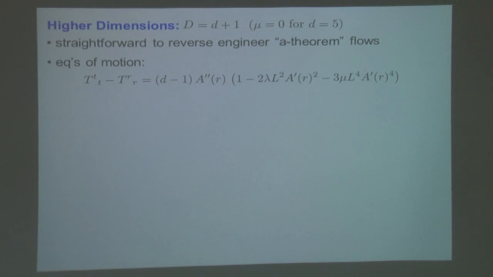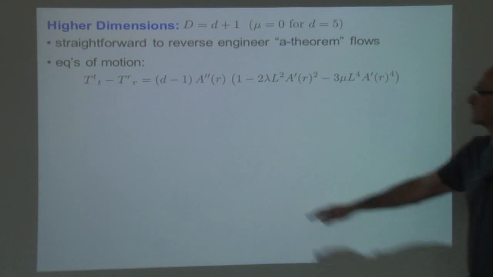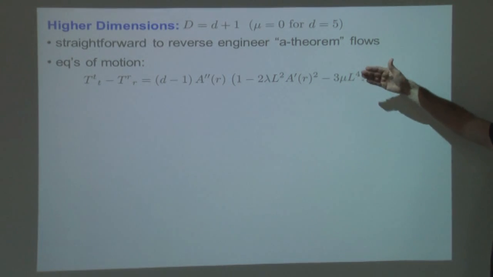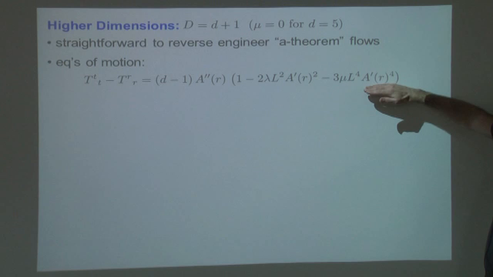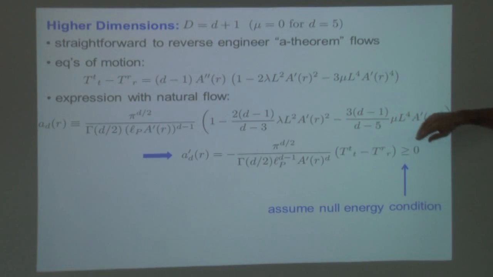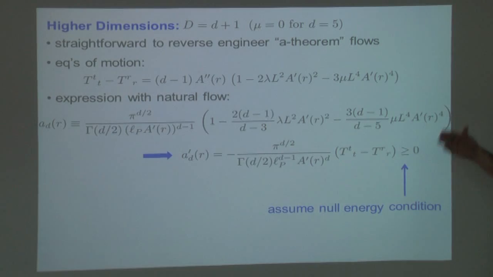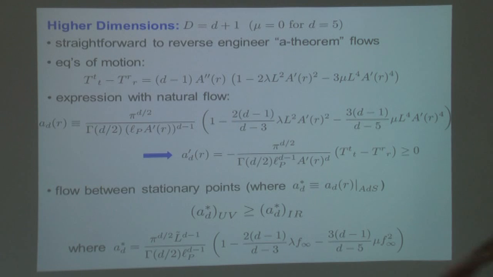Again, D is a dial, and having seen that work, we can reverse engineer A theorems for our other theories. Turns out that we just write down something like that. This is the gravitational equation, so that was the key step. And so from this, I basically integrate to get the flow function. And so this is going to be my flow function. And just by construction, the derivative of that is going to be positive, assuming the null energy condition. And so I have a C theorem for my theory in any number of dimensions.